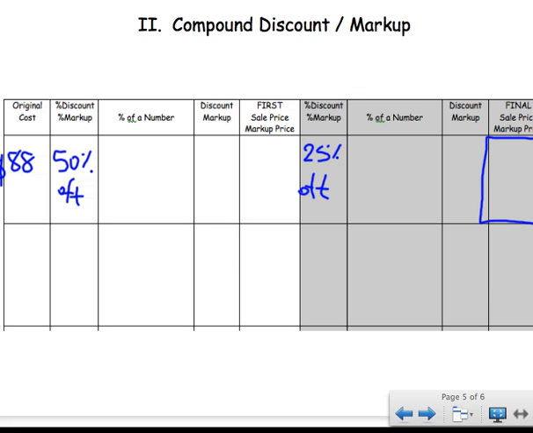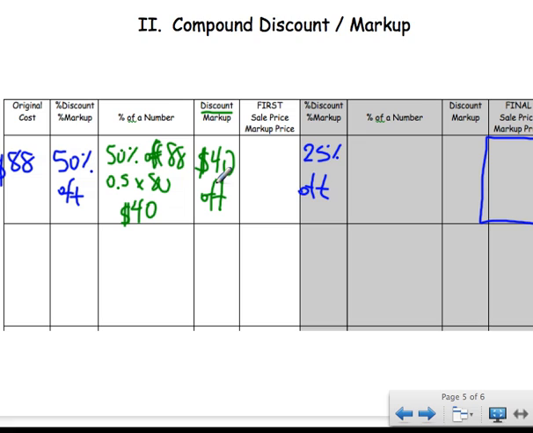To find 50% off of 88, you might think, oh, that's just half of 88. But if we want to follow the same procedure, it'd be 50% of 88, which is 0.5 times 88. Multiply 5/10 times 88, and that would be $44. So the first discount is $44 off. $44 off of $88 means this person is going to pay $88 minus 44. After the first discount, this person would pay 44 bucks.